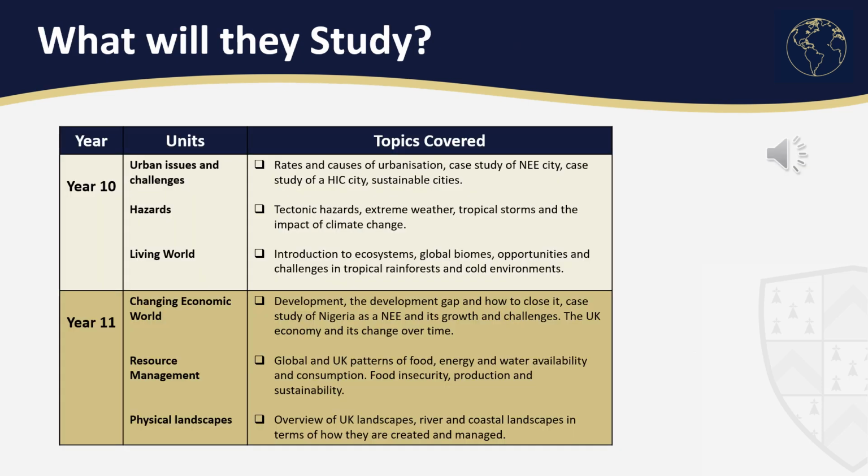Within those 3 different papers, there are different units that are covered. In paper 1, hazards, the living world and physical landscapes are covered. You can see here that we cover hazards and the living world in year 10 and then physical landscapes in year 11. Sometimes the order of this changes depending on the length of terms and things like that. Paper 2 is made up of urban issues and challenges, changing economic world and resource management. So they're the 2 papers that are worth 35% each.